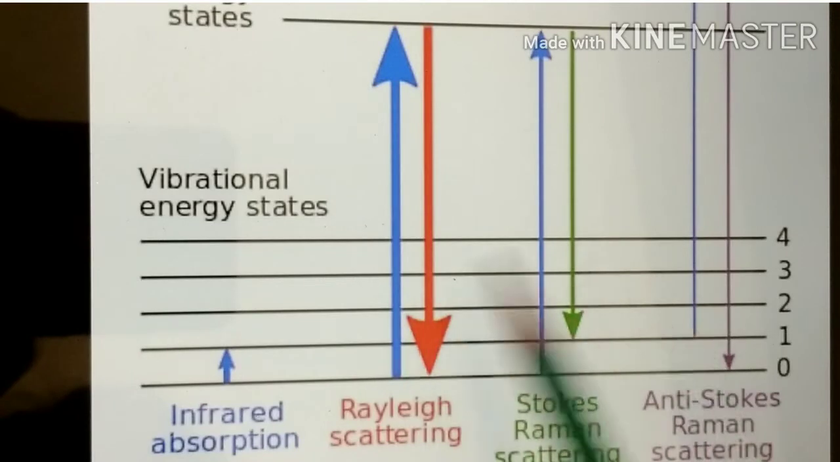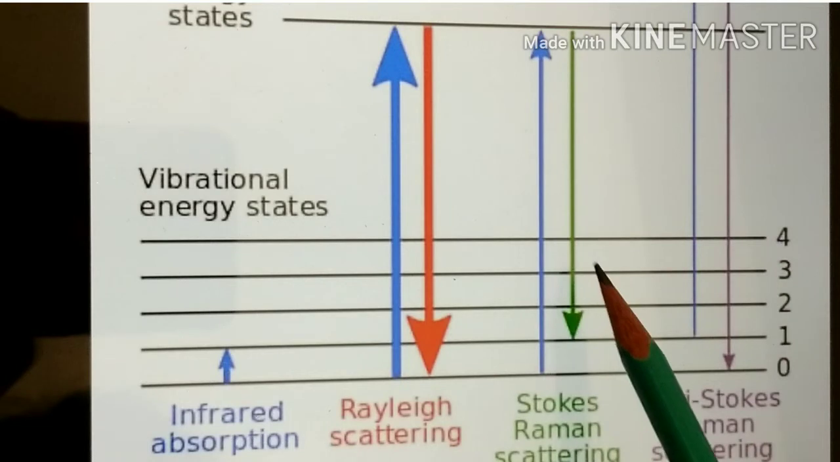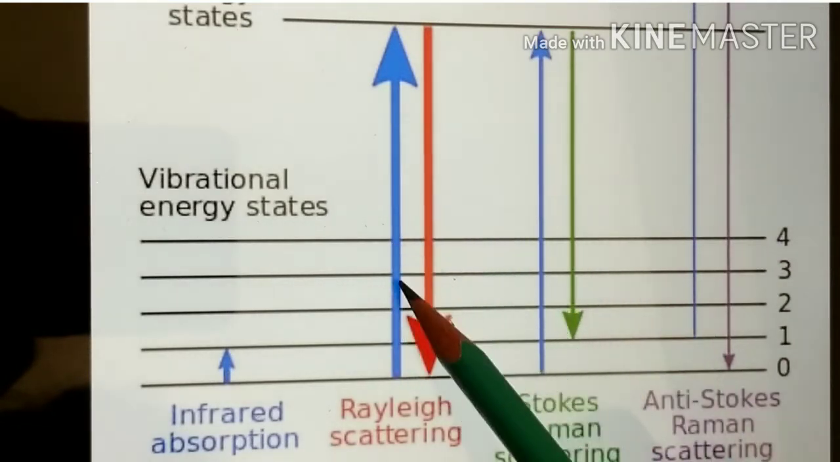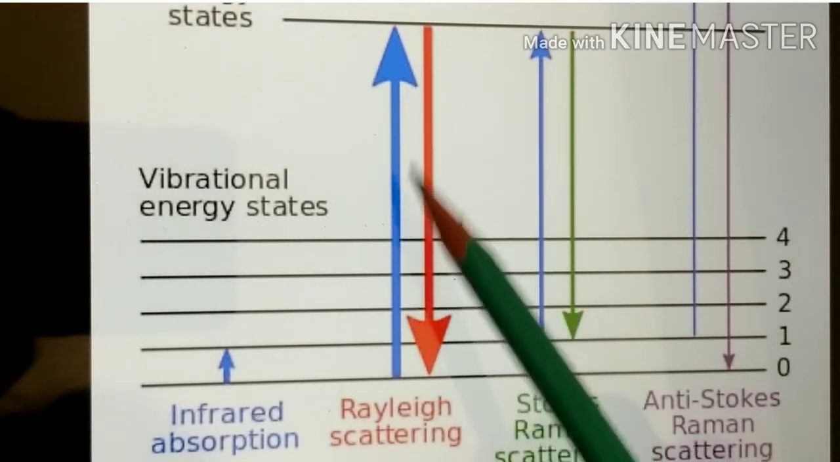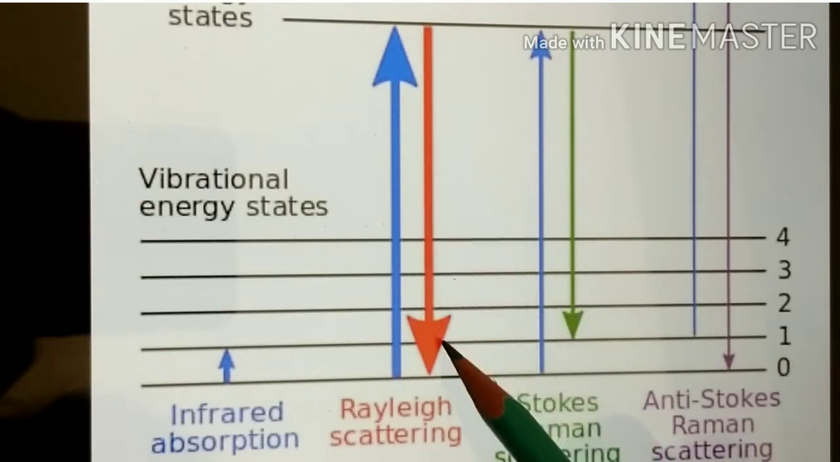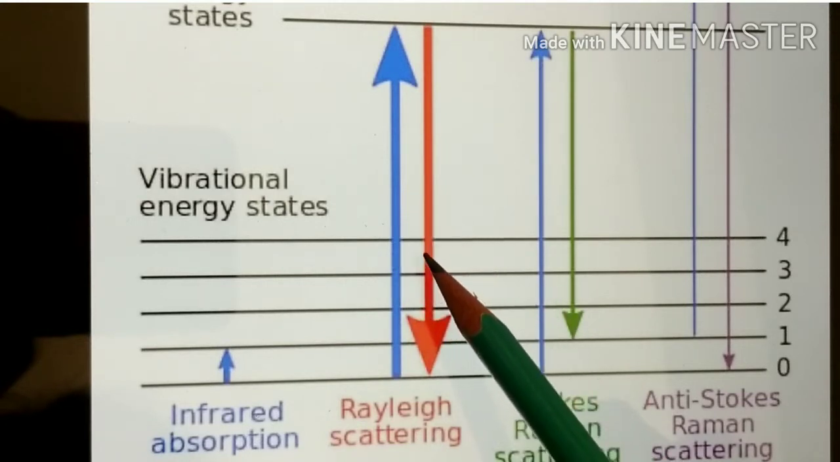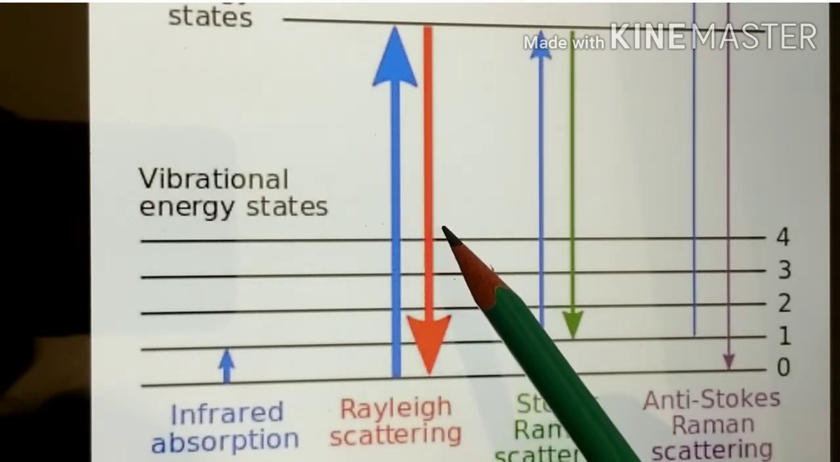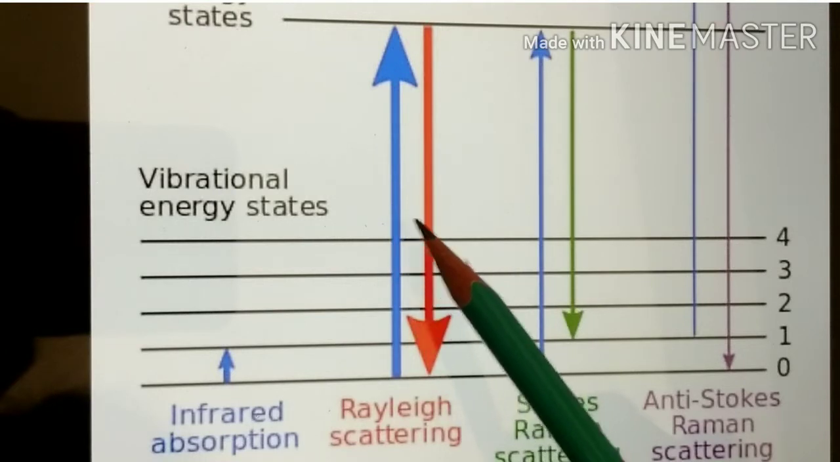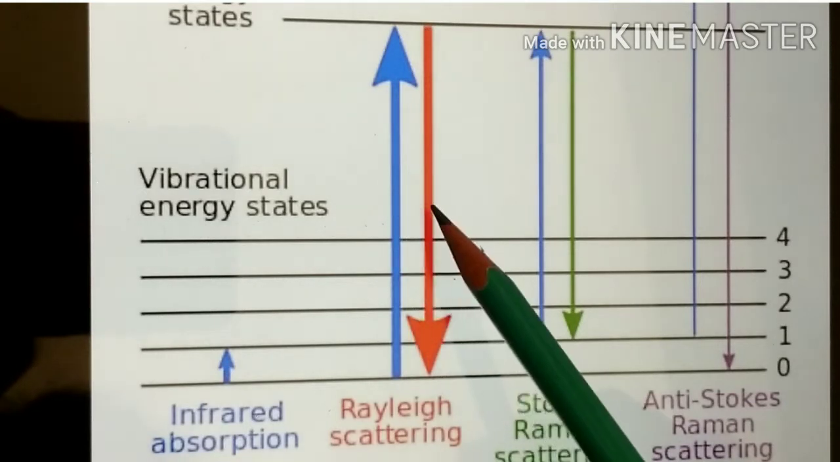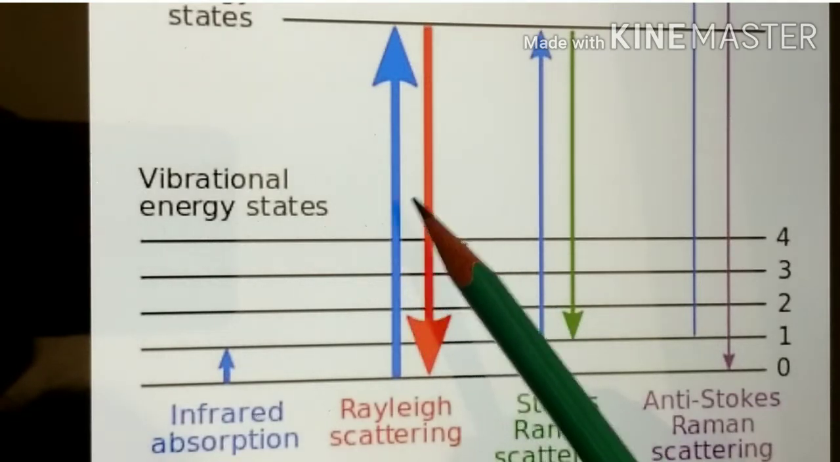Just observe this picture, we can see different lines here, different spectral lines. This blue arrow line denotes the incident ray of light. Here this line denotes the scattered beam of light. These two lines have the same frequency as that of the incident light, and that is called the Rayleigh line.